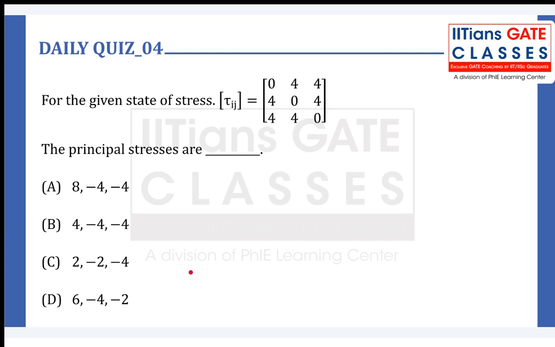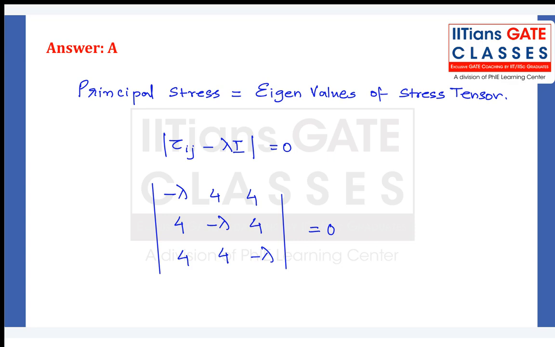So question 4 is a very small numerical. Now, the state of stress is given. It consists of only shear stresses. We need to find out the principal stress. For this kind of question, the technique is that this is a 3x3 matrix. The eigenvalues of this matrix are the principal stresses. Very easy. The eigenvalues of the matrix are the principal stresses.